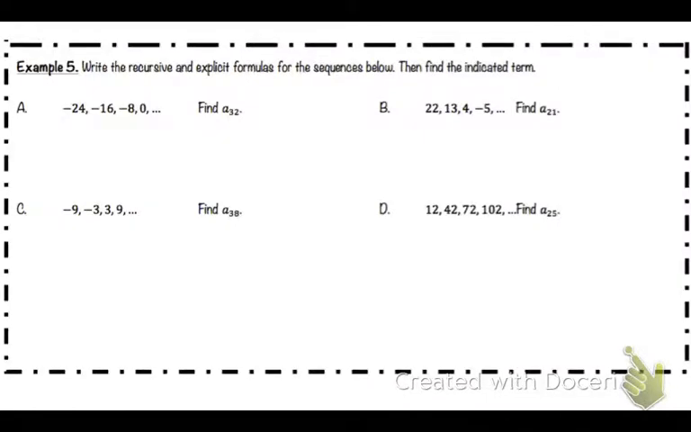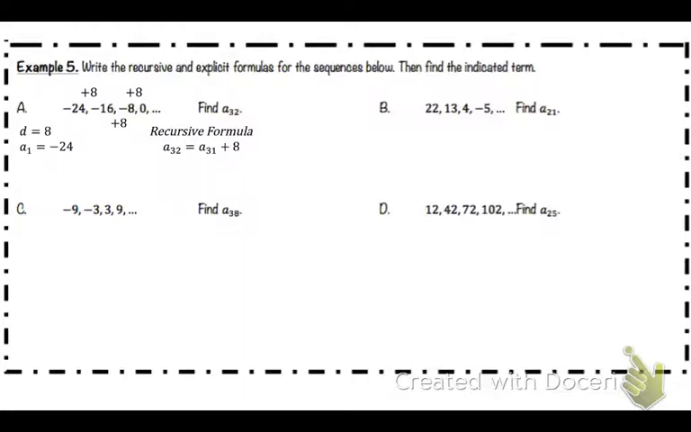Now on these ones, we have to write the recursive and the explicit formulas, and then we have to find the term indicated. So first we need to figure out what is my first term and what is my common difference. So from negative 24 to negative 16, you add 8. And you can keep adding 8, which means my common difference is 8, and my first term is negative 24.